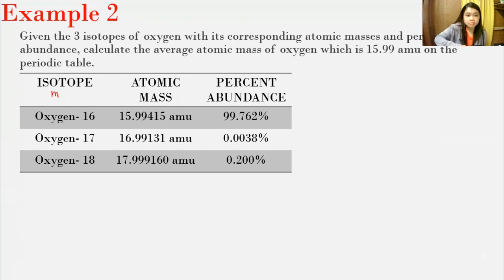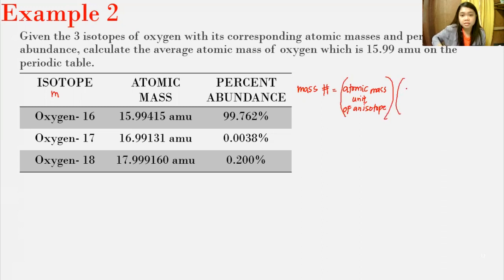For mass, the mass number of an atom is equal to the atomic mass unit of a certain isotope multiplied by its percentage abundance.